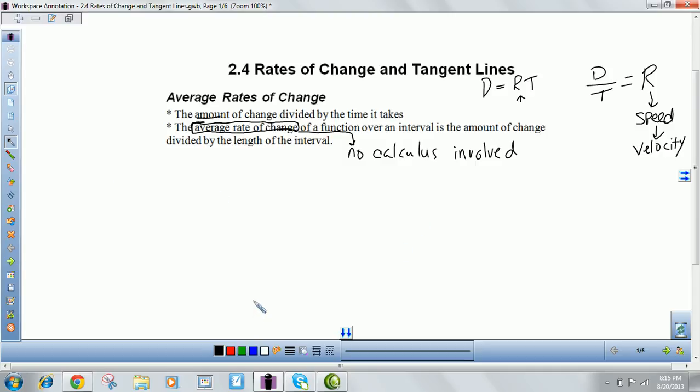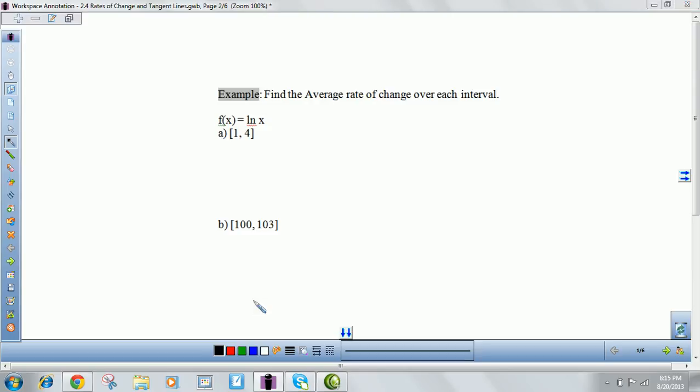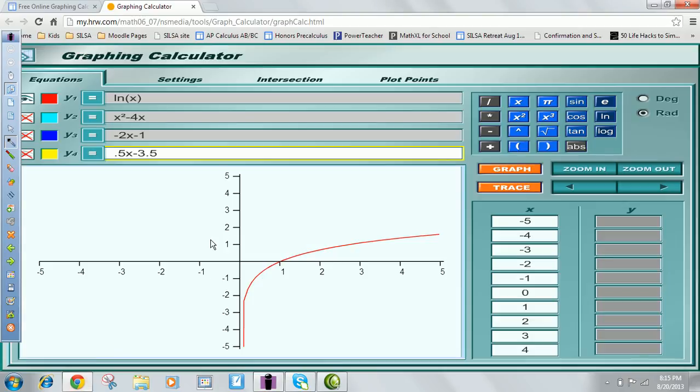So if we take a look at an example, it says find the average rate of change over each interval. So you have the natural log of x. We're going to look at the graph. If you haven't, go ahead and graph the natural log of x. It looks like this. This is the natural log of x, the red line right here. This is what it looks like.